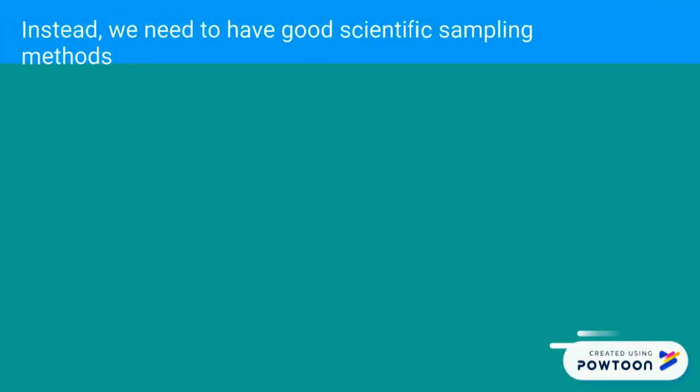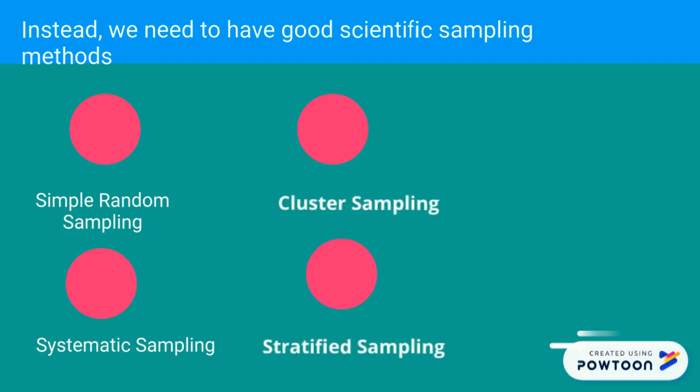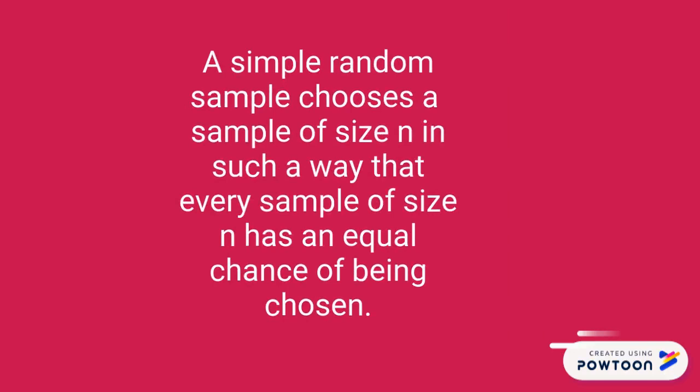Now let's look at the good scientific sampling methods. Simple random sampling, systematic sampling, cluster sampling, and stratified sampling. A simple random sample chooses a sample of size n in such a way that every sample of size n has an equal chance of being chosen.